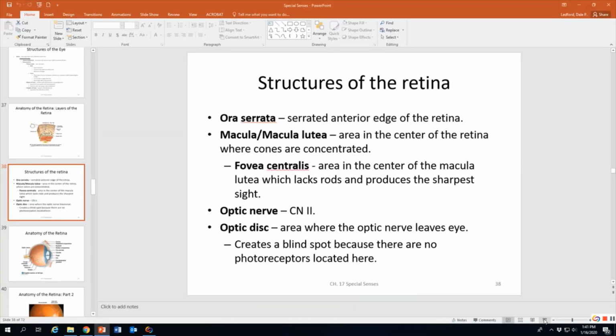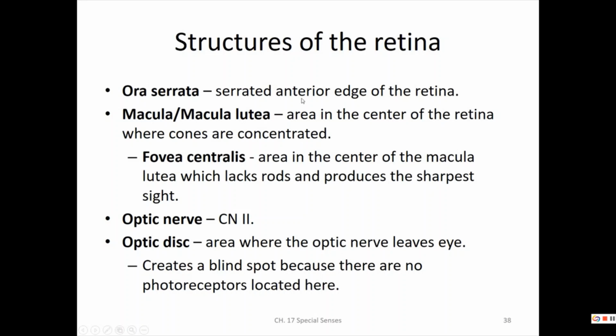There we go. So, the ora serrata, now the macula lutea is like a target. So, at the center of the retina, cones become concentrated. As we move towards the center, the fovea centralis is the bullseye. So, target, bullseye, the center of the macula lutea, where there are only cones. There are no rods, only cones. This is the center of the macula lutea. Macula lutea, or macula, is where the light should go. Fovea centralis is where we focus that in.